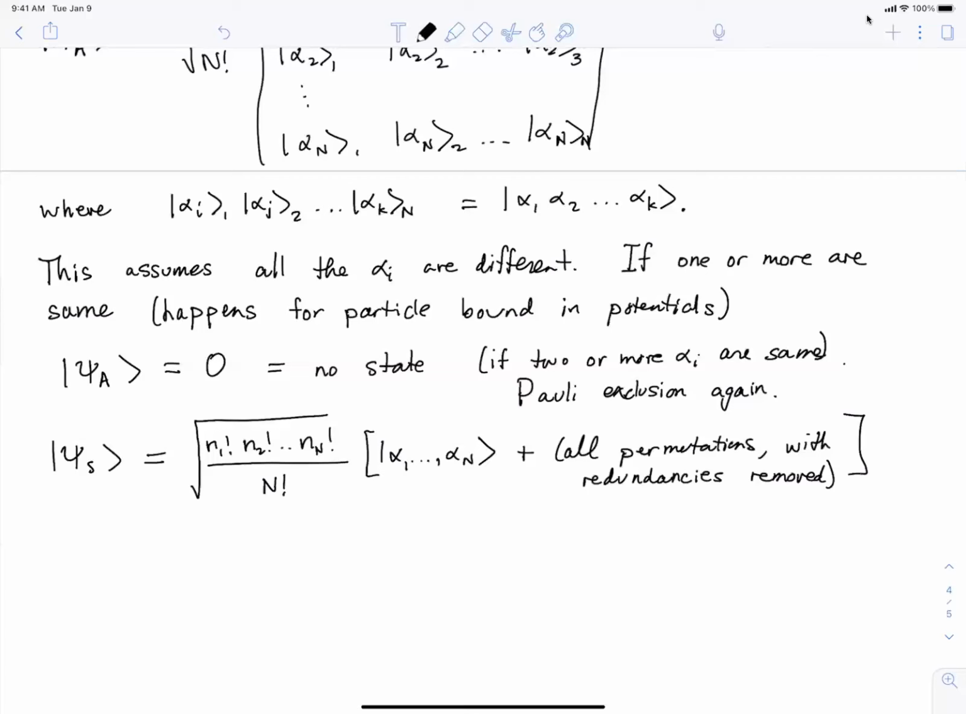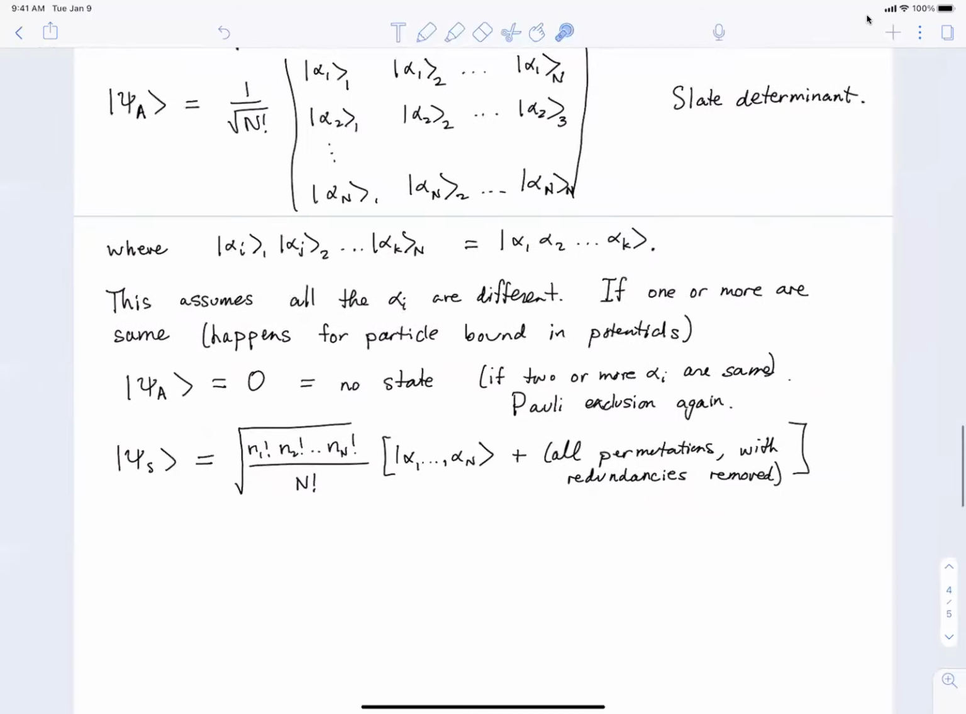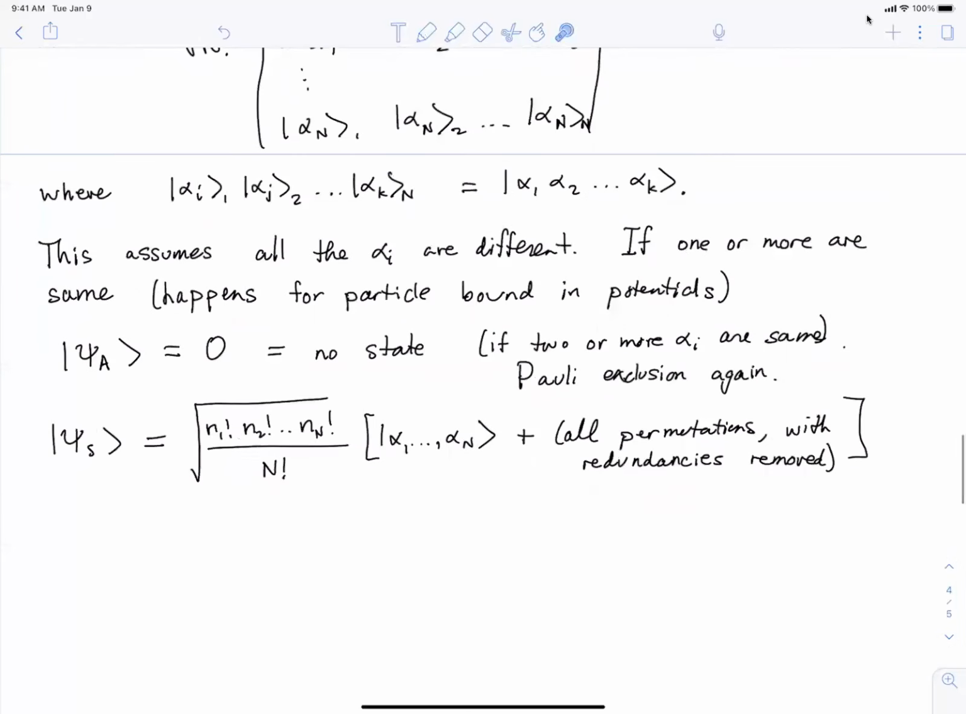Okay, and then to compensate, you can think of these factorials in the numerator as being there to compensate for the fact that when I wrote down all my permutations, I removed the ones that are the same. Okay, and so this is for fermions, and the symmetric, of course, from our postulate, is for bosons.